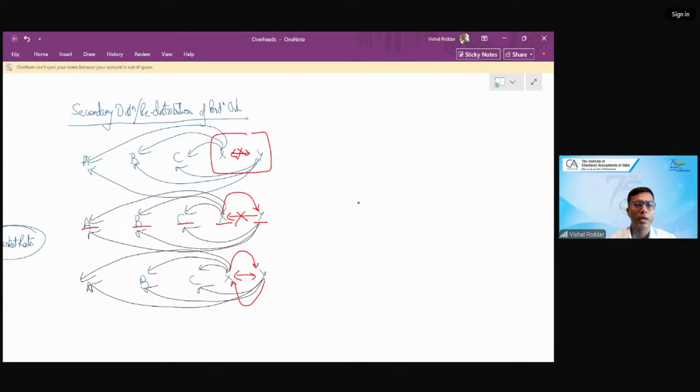Now, what are these methods of secondary distribution? The method in which no service department is providing service to another, but they are providing only to production, is called the direct method. The one where one of the service departments serves the other, but the other is not again serving back the first, is called the step ladder method. Both these come under the category of non-reciprocal methods.